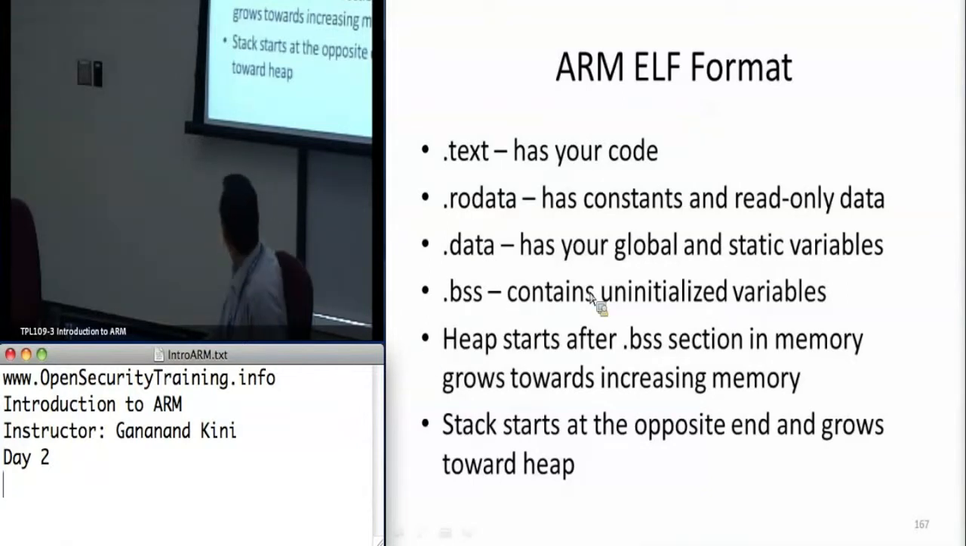The .data has your global static variables. The .bss has your uninitialized variables. If you just say int a and don't initialize it, it sort of sticks that variable in here. The heap in memory starts after the .bss section.